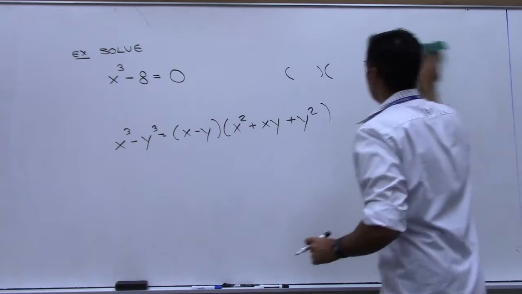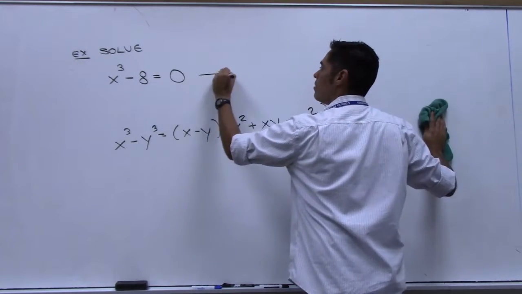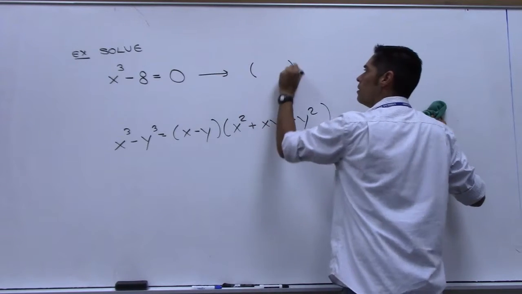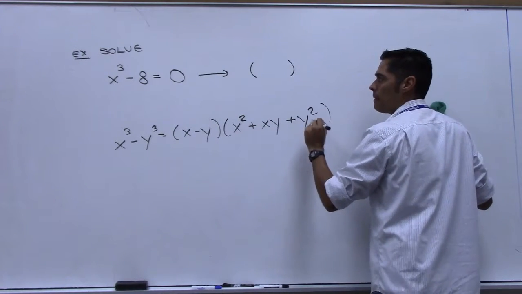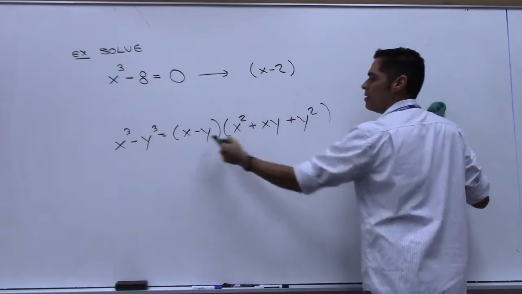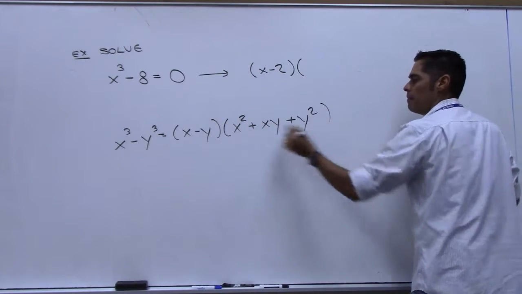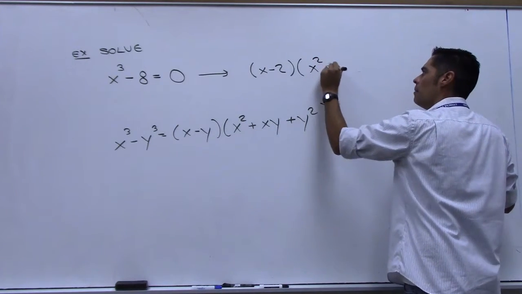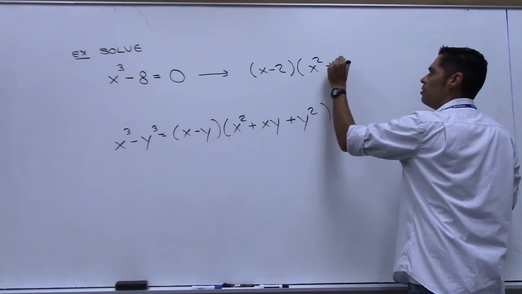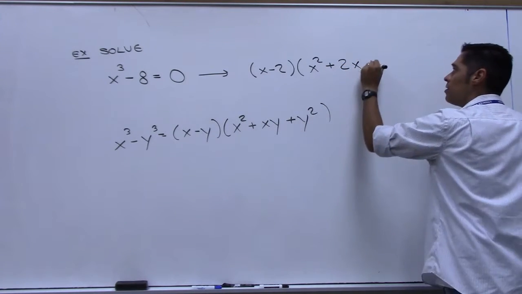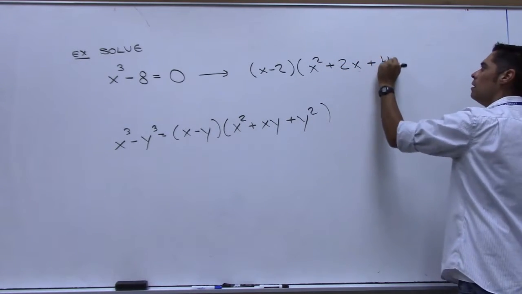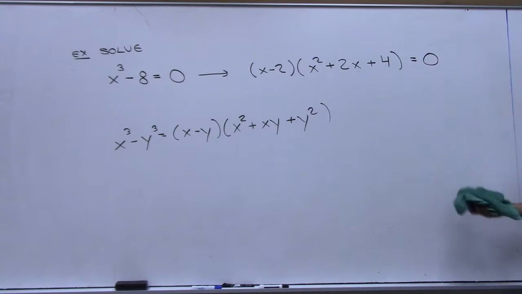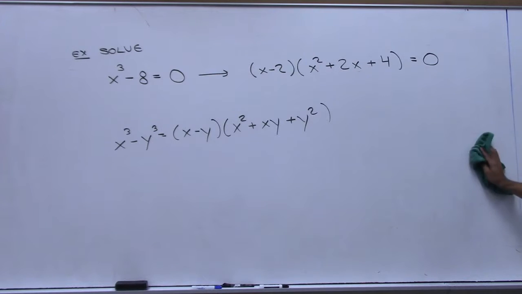So let me rewrite this. This becomes, you tell me, x minus 2. Okay, that's x minus y. And then x squared plus x times 2, or 2x. And then plus, what? 4 equals 0. Questions? We're not done yet, are we?